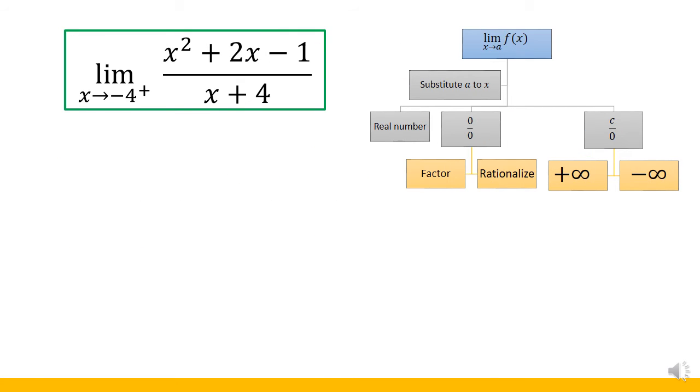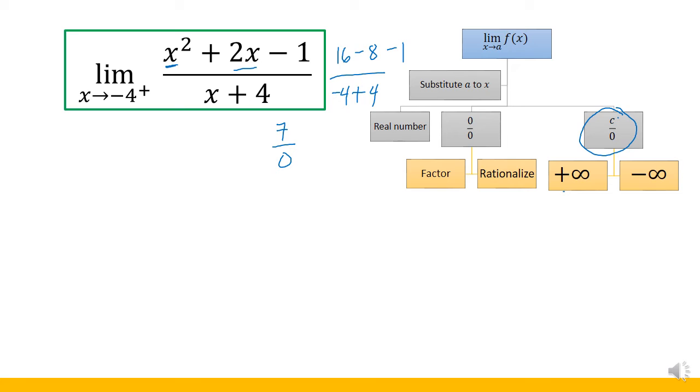What about this one? If we substitute negative 4 to our x, we have a 16 there. Negative 4 times 2 is negative 8, minus 1. So that will be 16 minus 9, which is a 7. But for our denominator, we have negative 4 plus 4, and that is a 0. Again, it is of this form, non-zero constant over 0, which means again our answer is either positive or negative infinity.